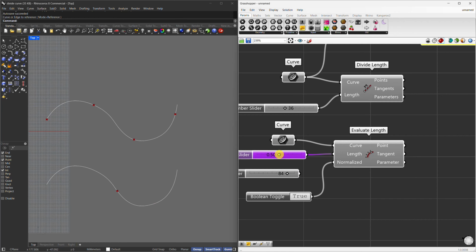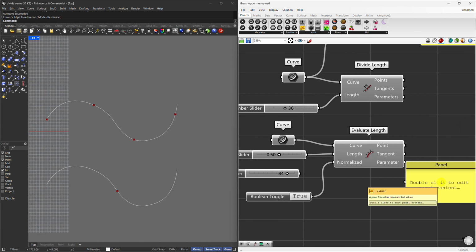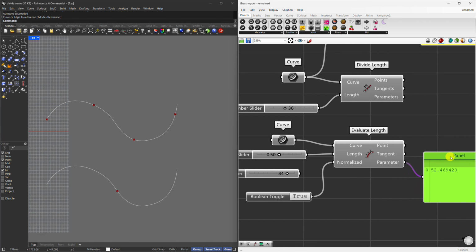Let's connect 0.5. This is the midpoint. Let's look at the parameter value. It is 52, not 50. As I said, it's a NURBS curve mathematical domain. So that's all right, whether you want to equally divide or divide by length.